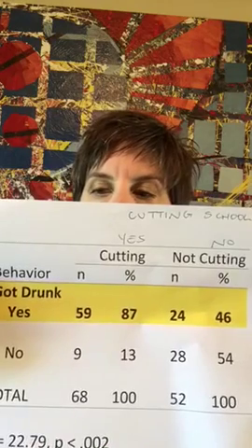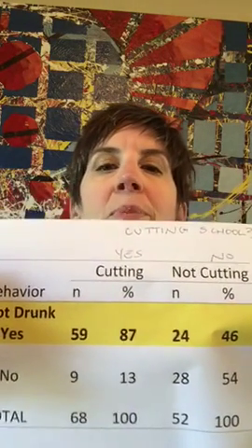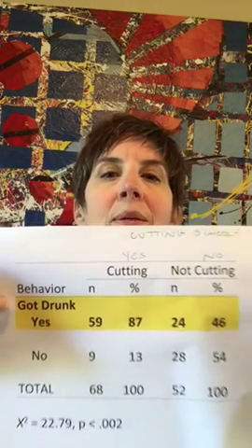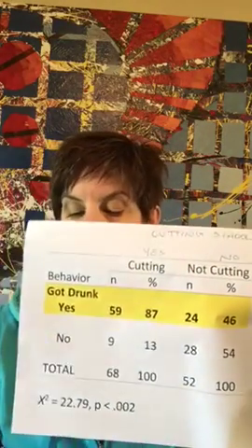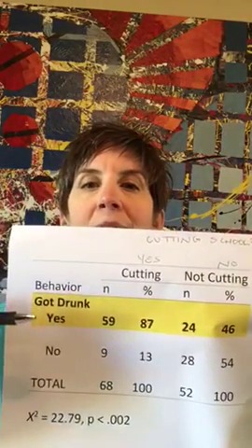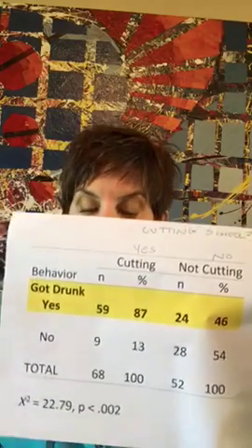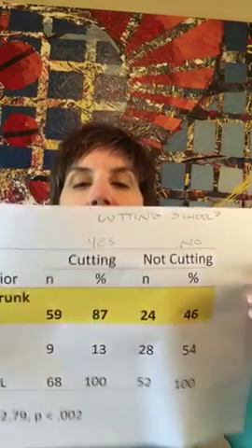So what I did, I highlighted just the part, this is what's in the table. Let me back up a little bit. So this is what's in the table. It says got drunk instead of yes, and it's just the information I just told you.